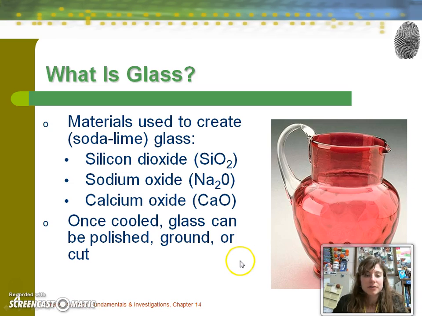First of all, it's a compound. It's an ionic compound, and it can be made of silicon dioxide, sodium oxide, or calcium oxide. And once it's cooled, glass can be polished, ground, or cut.